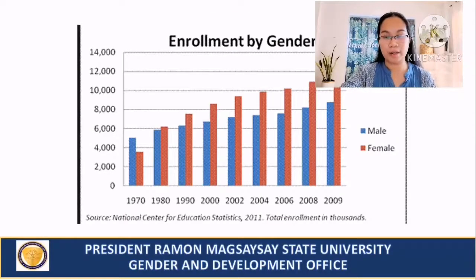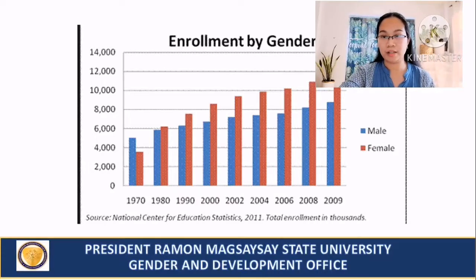So, if they are not given that opportunity just because of their gender, that means there is already gender discrimination when it comes to access to education. We can also look into the enrollment by gender. You can see here, male yung sa blue, and then red yung sa female.